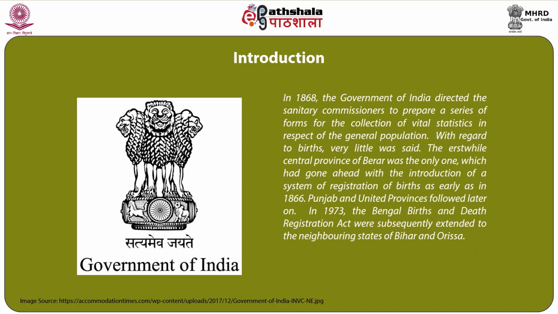The erstwhile central province of Berar was the only one which had gone ahead with the introduction of a system of registration of births as early as in 1866. Punjab and United Provinces followed later on. In 1873, the Bengal Births and Deaths Registration Act was subsequently extended to the neighboring states of Bihar and Orissa.